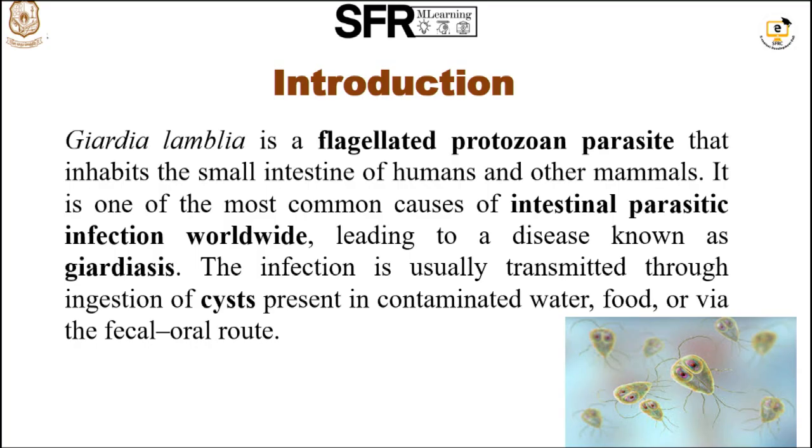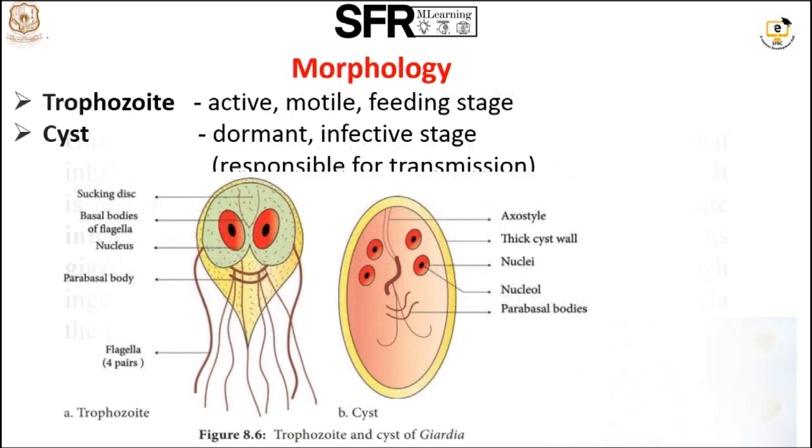Giardia lamblia is a flagellated protozoan parasite that inhabits the small intestine of humans and other mammals. It is one of the most common causes of intestinal parasitic infection worldwide, leading to a disease known as giardiasis. The infection is usually transmitted through ingestion of cysts present in contaminated water, food, or via the fecal-oral route.